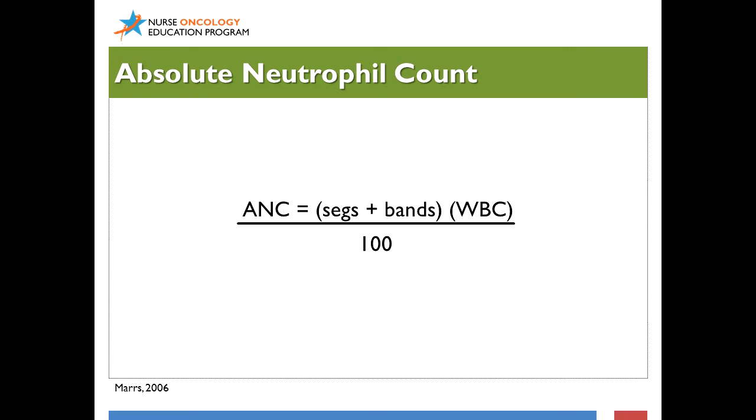We know that neutropenia is a condition of a low ANC, and the most common condition where an ANC would be measured is in this setting where a patient would be receiving chemotherapy for cancer.